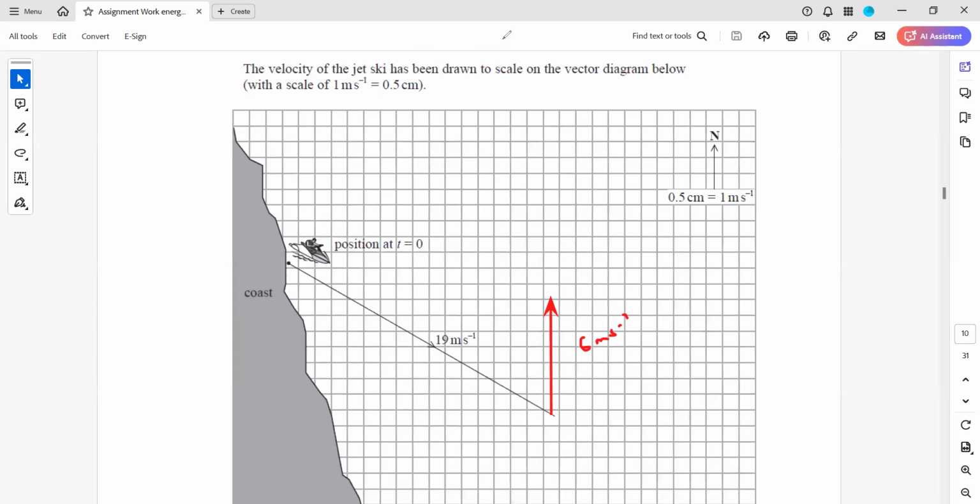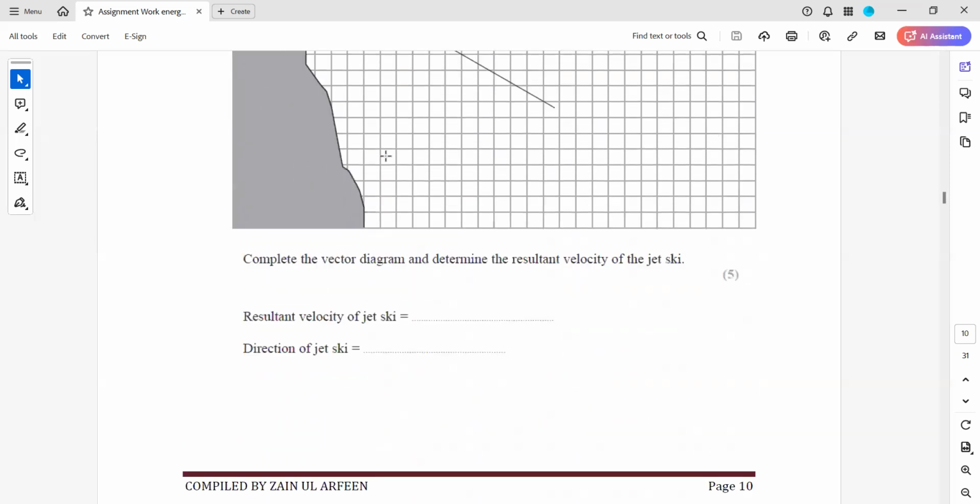And how to work out the resultant? When I join the tail of the first to the head of the last, I will get the resultant. And how to know the magnitude of the resultant? I will measure the length by using a ruler, and I'll get the magnitude of this resultant. And to know the direction, if they ask to work out the direction, I can use a protractor, to find the resultant velocity and the direction of the jet ski.